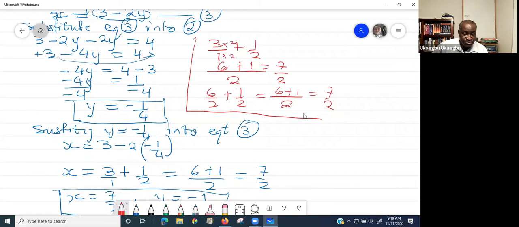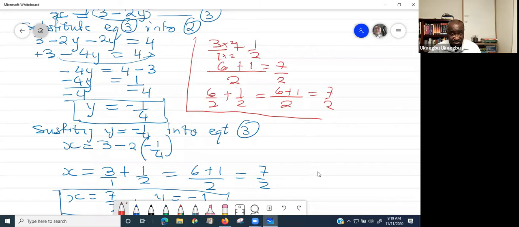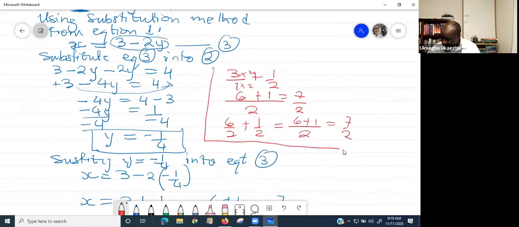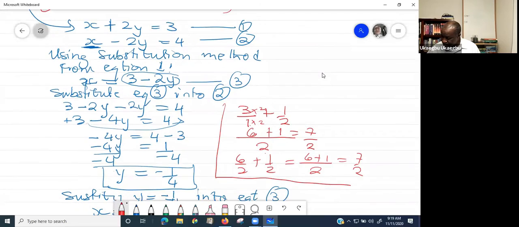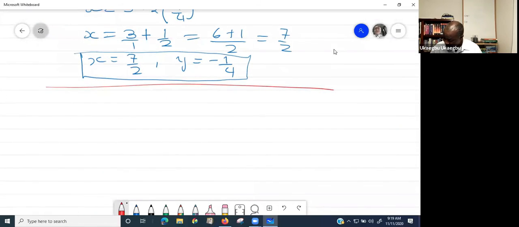Okay, so now, do you want us to use the same equation to illustrate the elimination method? Or do you want us to use a different equation? Okay, let's use the same equation. So we're just using elimination method now. So the equation is, what's the original equation again? x plus 2y equal to 3 and x minus 2y equal to 4. So let's write it again. x plus 2y equal to 3 and x minus 2y equal to 4.